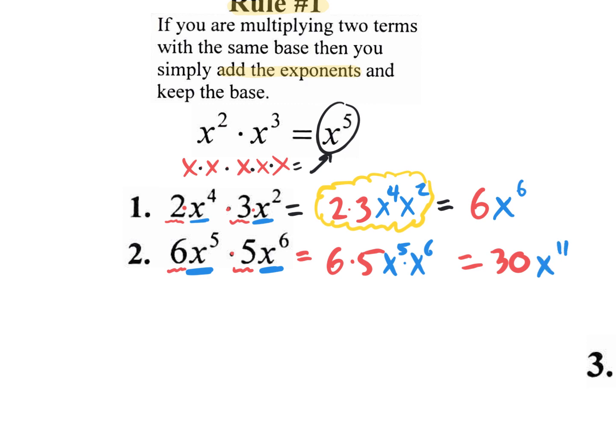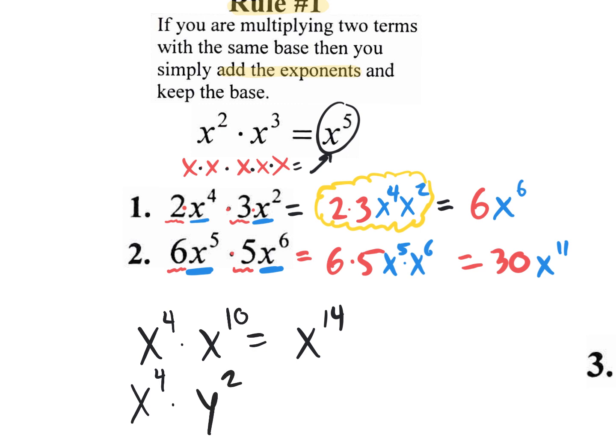Okay? Now, it is true that when you have like x to the 4th times x to the 10th, we add them and we'll get what? X to the 14th. Okay, we understand that. But what if you had x to the 4th times y to the 2nd? Then you cannot add exponents right there. So right there, you just leave it. You would say x to the 4th times y to the 2nd. You just leave it like that, right? Can't add those. Okay, the rule only works if you have the same base.